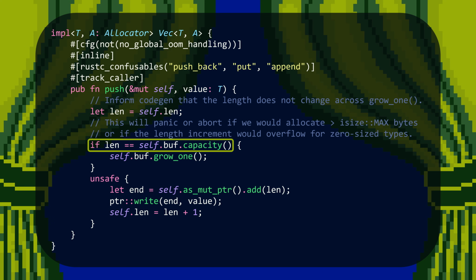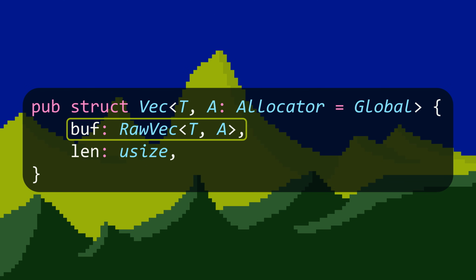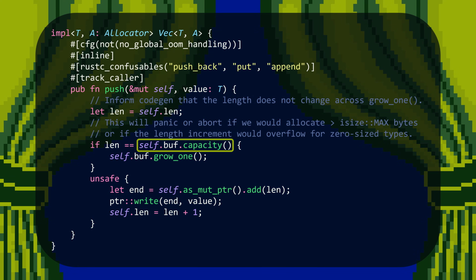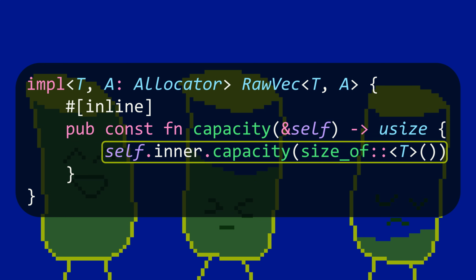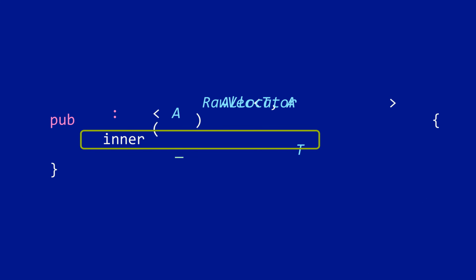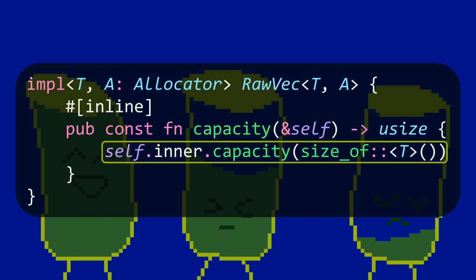Next, we check if the length is equal to the capacity. If the length is equal to the capacity, that means that the Vec is full, and more space needs to be allocated. We will see how this behavior is handled in grow1, but first, the Vec's capacity is retrieved via this call to self.buff.capacity. Remember that buff is the RawVec field of Vec. So we call capacity, which takes a reference to self and returns a usize. The body of this method calls another method, self.inner.capacity, where inner is the RawVecInner field of RawVec.